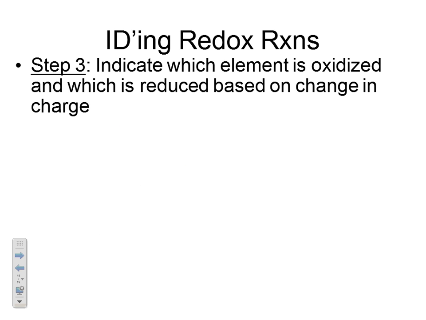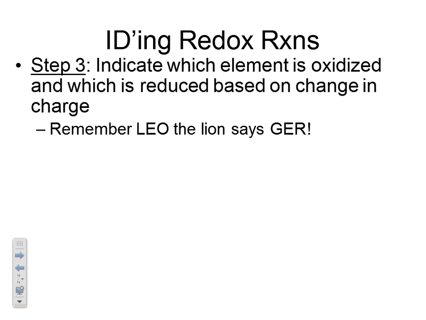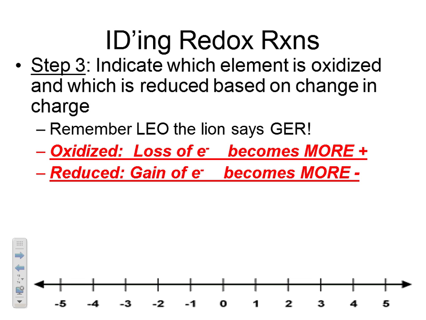Next step. Now, this is sort of the big one. Use our definitions of oxidation and reduction to work out which element was oxidized, which element was reduced. Now, remember the phrase, Leo the lion says grr. L-E-O, loss of electrons is oxidation. G-E-R, gain of electrons is reduction. Massive, massive point.